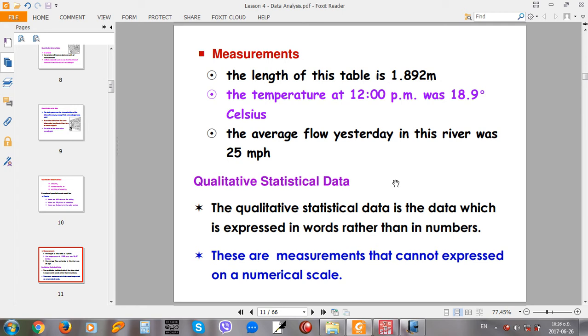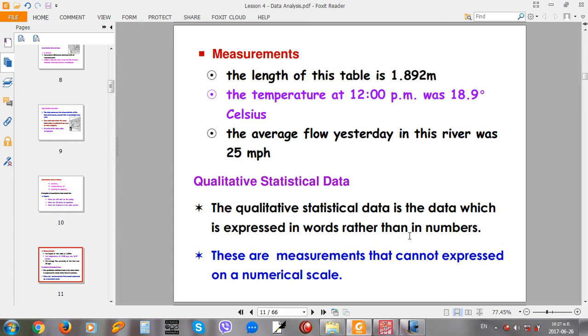Then qualitative statistical data. Qualitative data means non-numerical data, but there is some statistical data in the qualitative. Some statistical data can be found from the qualitative data. So qualitative statistical data is data which is expressed in words rather than numbers.